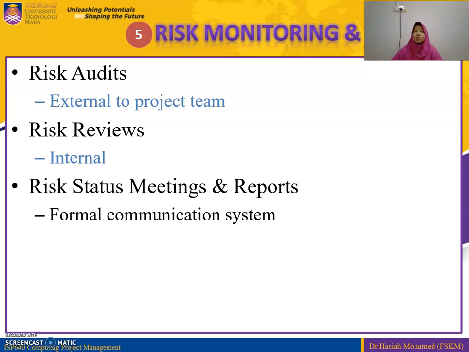Okay, process number 5, the risk monitoring and control. Okay, normally we have the risk audit where there's a team from the external, not within the team members. Okay, for the risk review, it's internal. Okay, and for the risk status meeting and report, so normally we have the formal communication system. Okay, so for each of the processes, for the meeting, for the report, this is one of the formal communications between the project manager and team members as well as the project stakeholders.